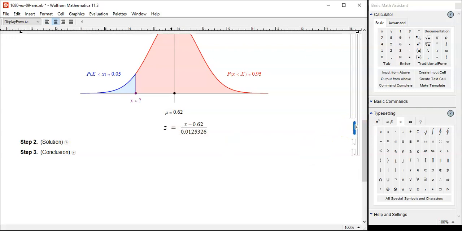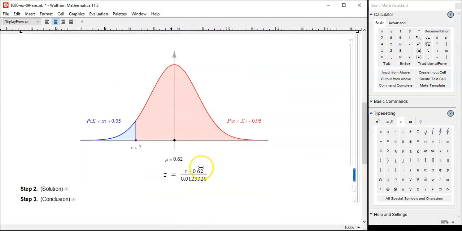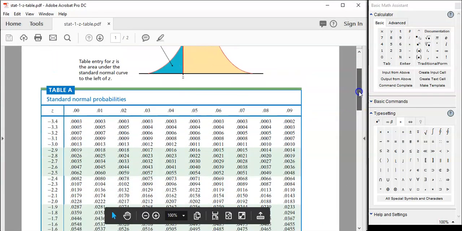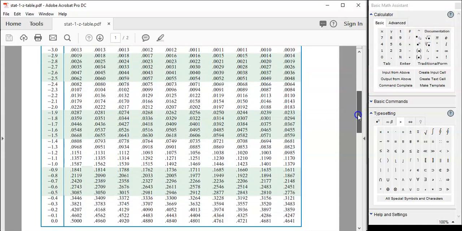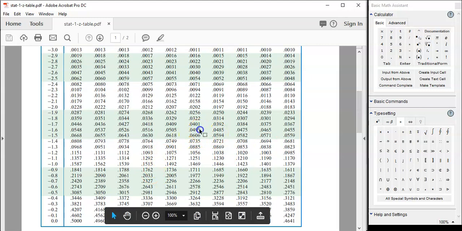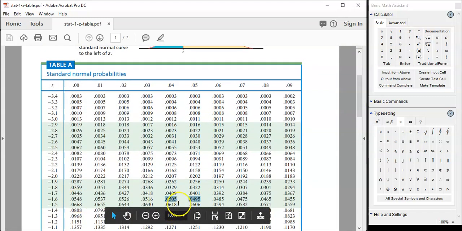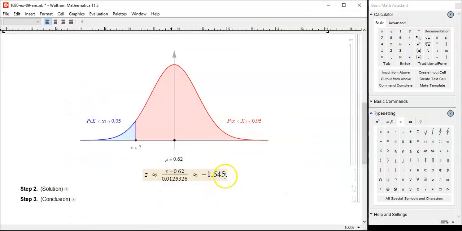Let me expand the font a little bit. And that should be approximately equal to the z-score associated with 5% to the left, negative 1.645. I just happen to remember that figure. Let's see, 5% to the left. So where's 5%? Right here: 0.0505 versus 0.0495, negative 1.6, and then between these two, negative 1.645, and that's what we have.